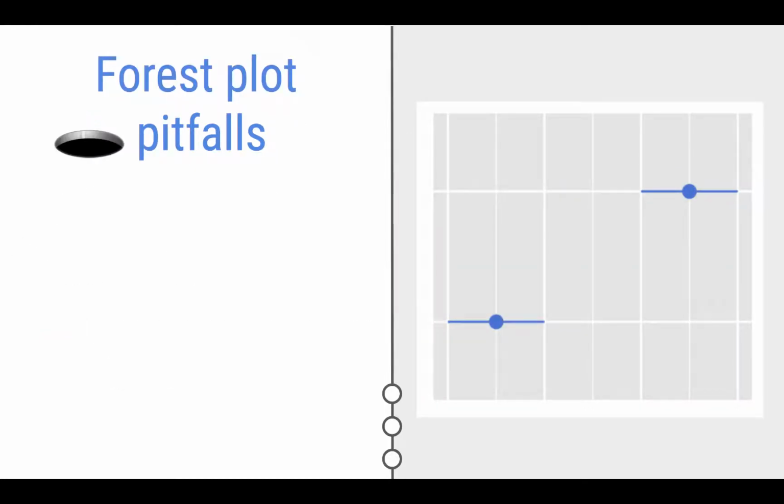So similar to the scatter plot, the main potential pitfall for a forest plot is going to be the scale. And so this is, again, what we were looking at in that very first section when we were talking about how statistical graphics need to be properly scaled.